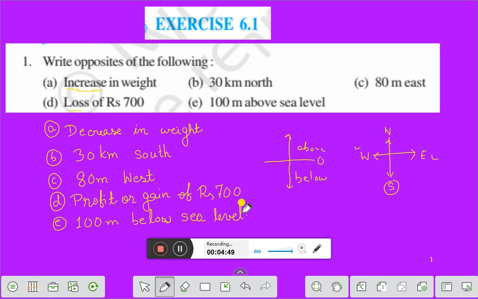Right? Again we are repeating once again. Here you write opposites of the following, that is increase in weight. The opposite of increase is decrease, therefore it will be decrease in weight. Right? Number B, 30 km north. What is the opposite of north? The opposite of north is south. Therefore, it is 30 km south. See, 80 meter east. What is the opposite of east? The opposite of east is west. Therefore, 80 meter west. Loss of rupees 700. What is the opposite of loss? Either it is profit or gain. Therefore, profit or gain of rupees 700. 100 meter above sea level. What is the opposite of above? The opposite of above is below. Therefore, it will be 100 meter below sea level.